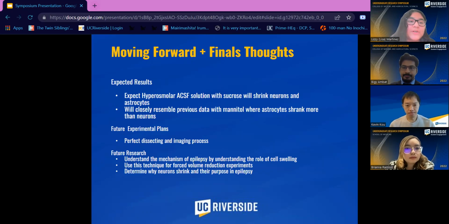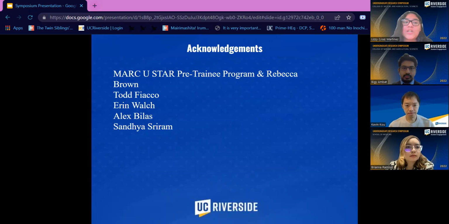Again, for further research, it is just to understand the mechanisms and why neurons shrink, and how we can prevent that going forward. And I just want to acknowledge the Marquis Star pre-training program, which got me into research, and Rebecca Brown, my PI, Todd Fiacco, and the grad students who have helped train me, which is Erin Welch, Alex Bilas, and Sandhya Surinam. And that's the end of my presentation.